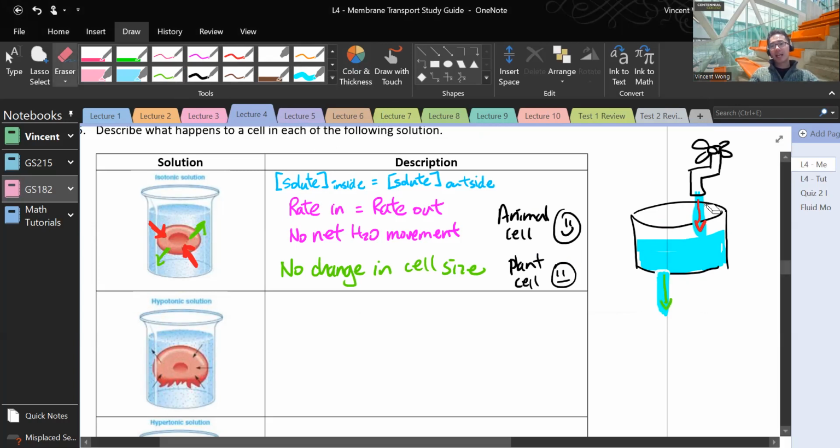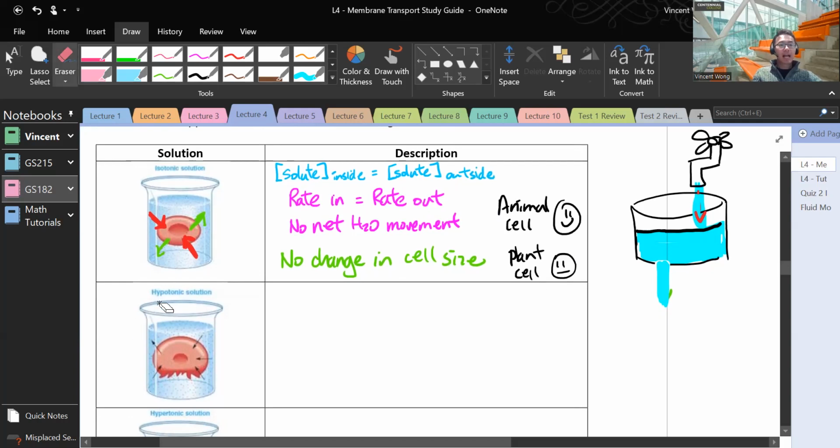Okay? But if they're the same rate, then what's going to happen to your water level? It's going to be no change, right? So that's basically what happens here. The rate at which water comes in is exactly the same as the rate that it's leaving. So no change in the cell shape. Okay. Next one is hypotonic, HYPO.